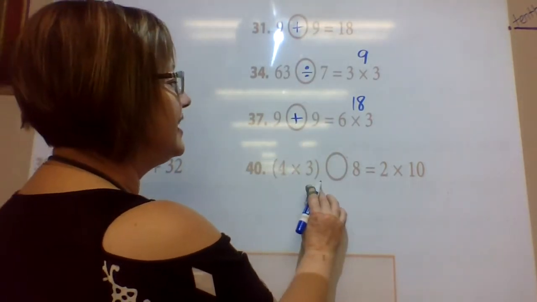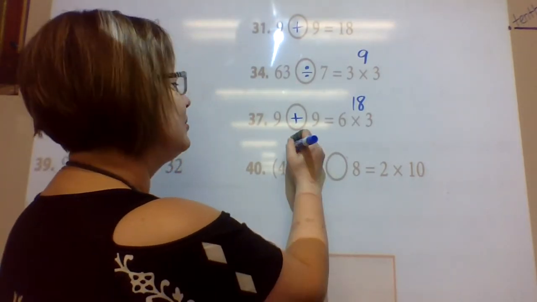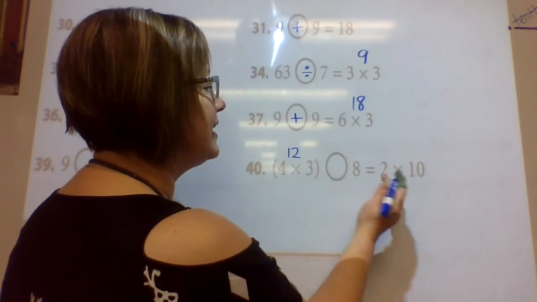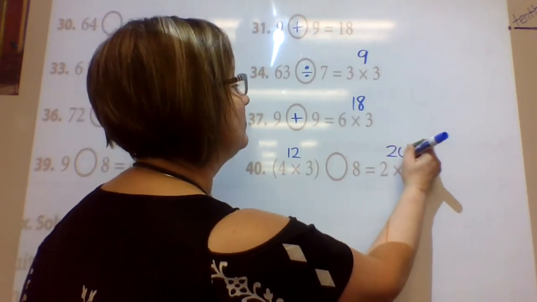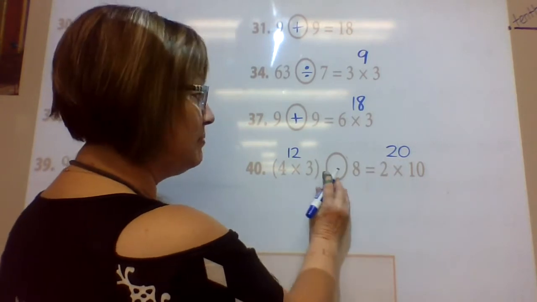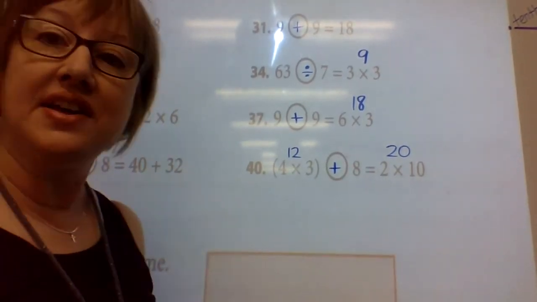Okay, and then we got to do a little bit of math here beforehand. 4 times 3 is 12. Okay, so 12 plus 8 or 12 minus 8, whatever equals this. What's 2 times 10? 20. Okay, so 12 something 8 has to equal 20. Is 12 plus 8 20? Yes, they did easy ones on that. I thought that was going to be harder.